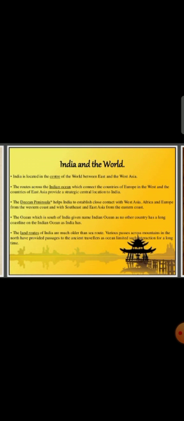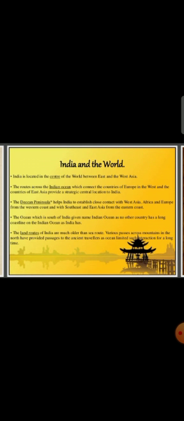The Deccan Peninsula. Peninsula? A triangular piece of land touching water bodies. So, the Deccan Peninsula helps India to establish close contact with West Asia, Africa, and Europe from the western coast and with Southeast and East Asia from the eastern coast. The ocean which is south of India is named the Indian Ocean, as no other country has as long a coastline on the Indian Ocean as India has.